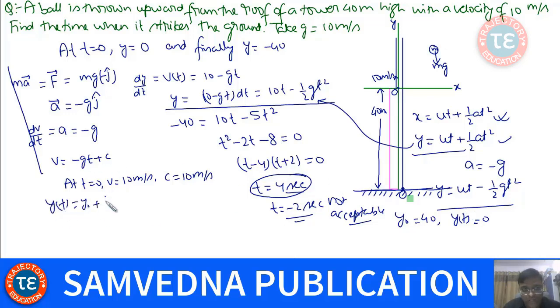In that case, your y(t) would have been y naught plus ut minus half gt square. So y naught, what is the initial value of y? That will depend on the coordinate system. If I take the origin of the coordinate system over here, in this case y naught would have been 0 at t equal to 0.